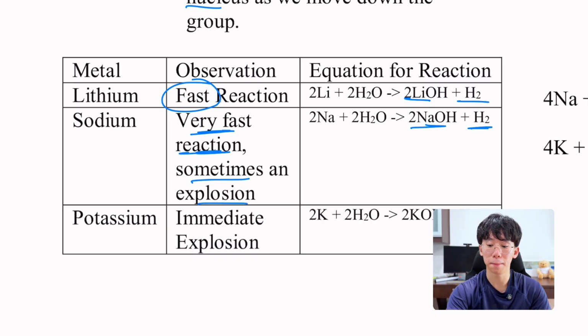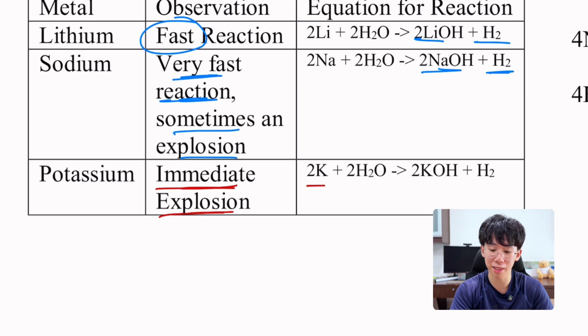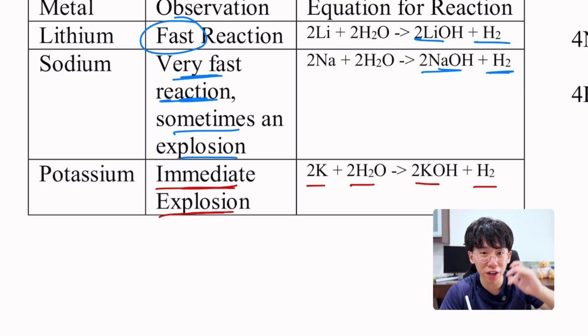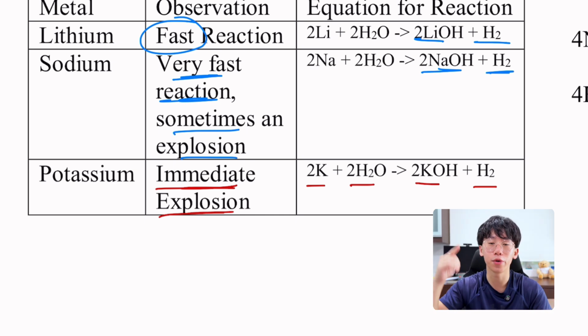And then you have potassium. Potassium, you have an immediate explosion, kaboom. So your potassium will react with water to give potassium hydroxide and hydrogen gas. This is because your potassium is found even further down the group compared to lithium and compared to sodium as well. So that's why the reaction is more and more reactive.